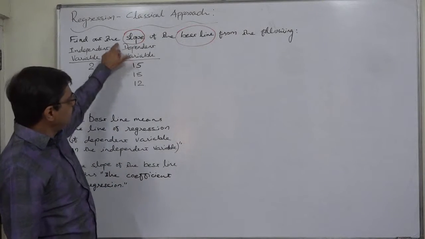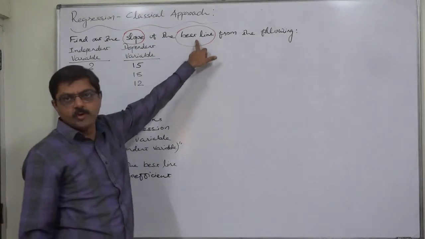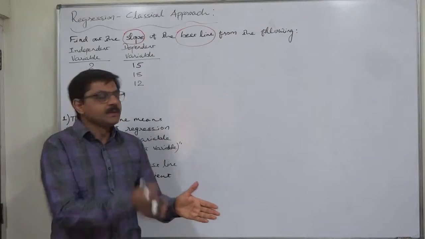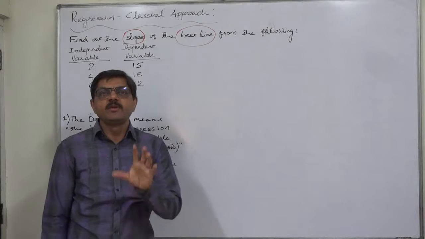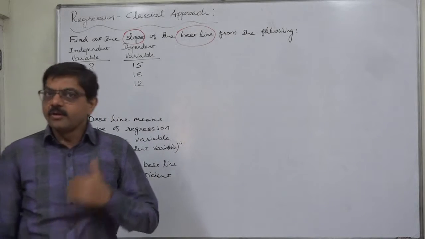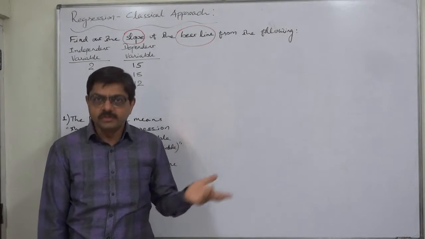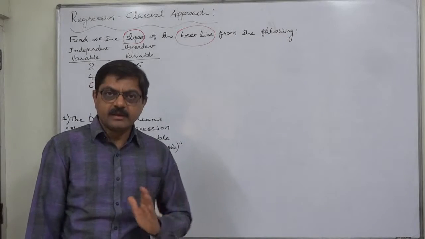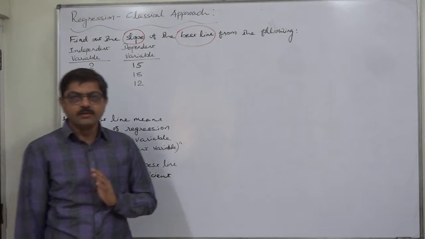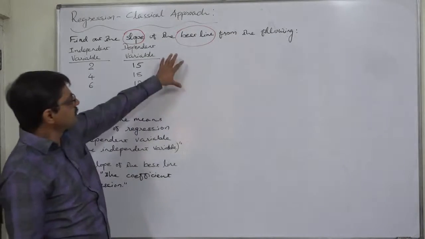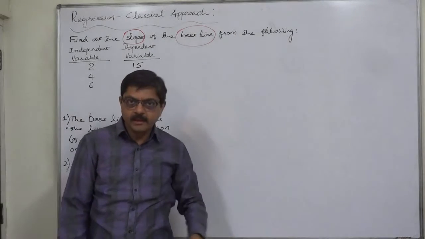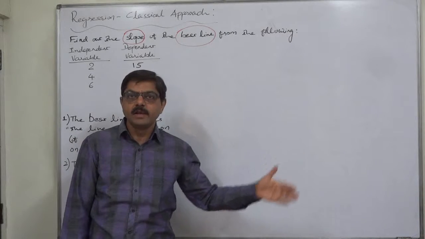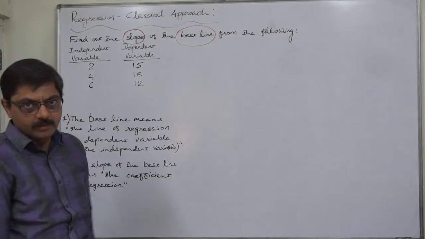The first is the slope and the other is the baseline. Slope of the baseline. What do you mean by slope and baseline? The baseline means the line of regression. According to the method of least squares, it is called the line of best fit. The baseline means the line of regression of the dependent variable on the independent variable.